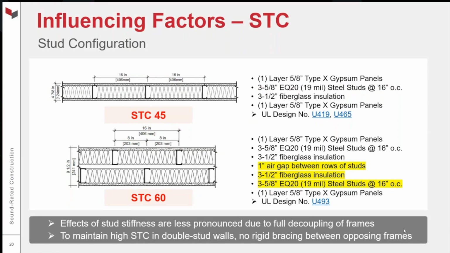These chase walls we see a lot as demising partitions in multifamily housing. You could also build that with double wood studs, right? And you're going to get high STC, even though those wood studs are very stiff and make for a stiff framing condition. When you have that double stud separated by that air gap with no rigid bracing between the two frames, high STC will be maintained.